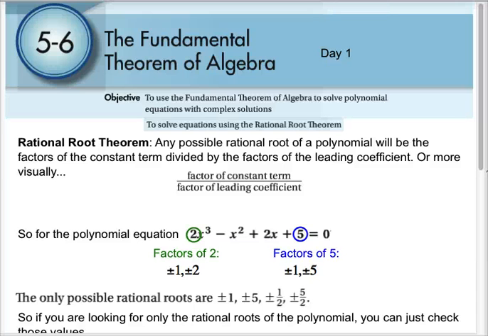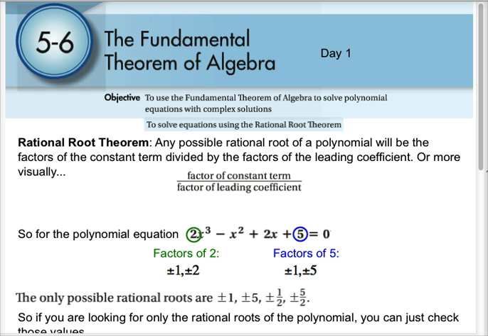Welcome to 5-6 class. Today we get to start probably what I consider my favorite section of this chapter. We are going to move into the fundamental theorem of algebra. And what we're going to be talking about is how to apply this to find all of the roots, real and imaginary, of a given polynomial. To begin that, we are going to start with the rational root theorem.